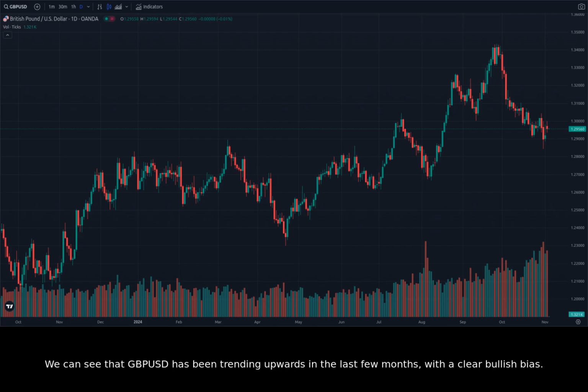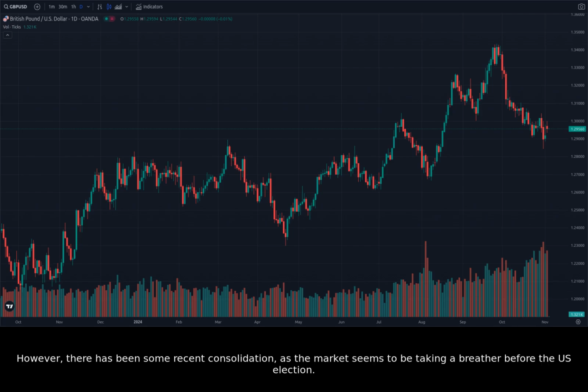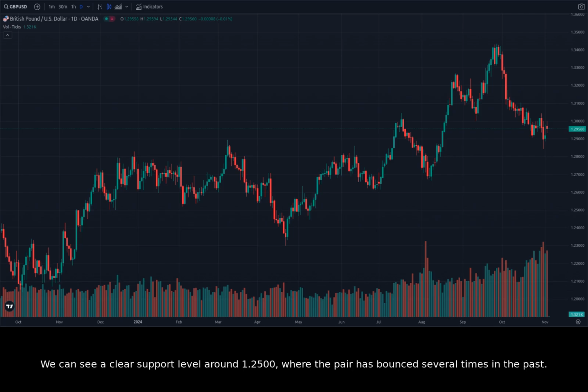We can see that GBPUSD has been trending upwards in the last few months, with a clear bullish bias. The pair has successfully broken above several key resistance levels, indicating strong buying pressure. However, there has been some recent consolidation, as the market seems to be taking a breather before the US election. We can see a clear support level around 1.2500, where the pair has bounced several times in the past.